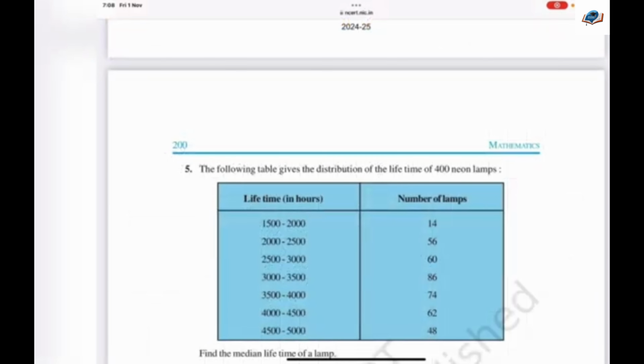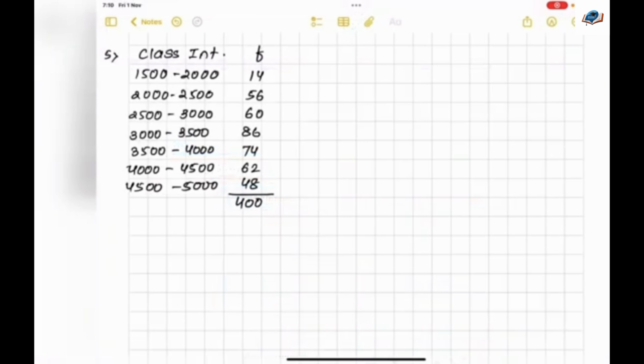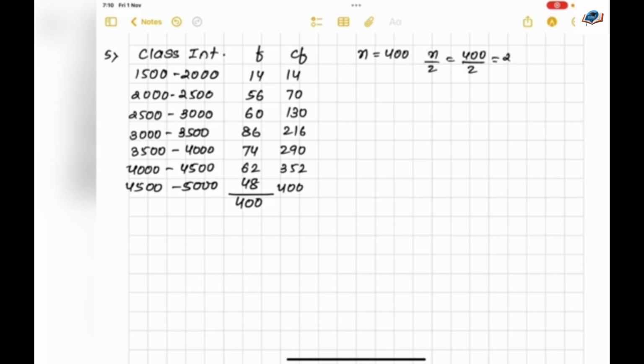Now, the fifth question says the following table gives the distribution of the lifetime of 400 neon lamps. Find the median. The table is given. I will need to find CF. So CF will be 14, 70, 130, 216, 290, 352, and 400. Now, N is 400, so N by 2 will be 400 by 2, that is 200. So that value will come in this median class.